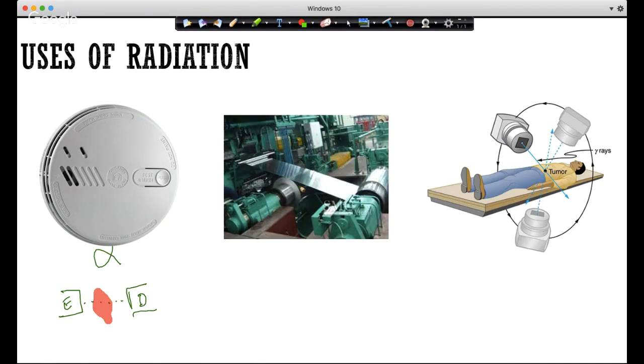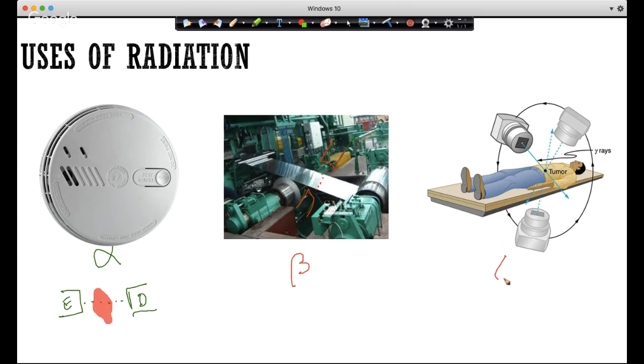A really similar thing happens here. You've got an emitter underneath, and this could be a tinfoil factory or a paper factory. You're going to have an emitter and a detector on both sides, and it's going to detect the amount of radiation that goes through. If the amount of radiation going through changes, they know that the tinfoil or paper has got thicker or thinner than it was, so they can adjust these huge rollers that are squeezing it as it goes through. So that's beta radiation.